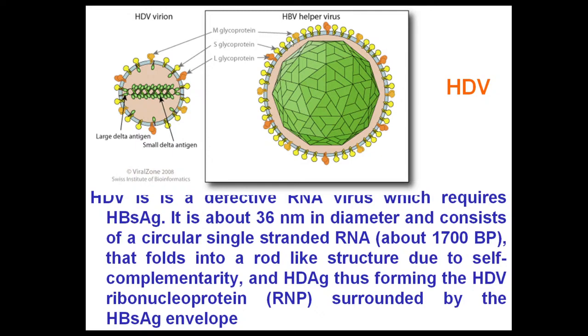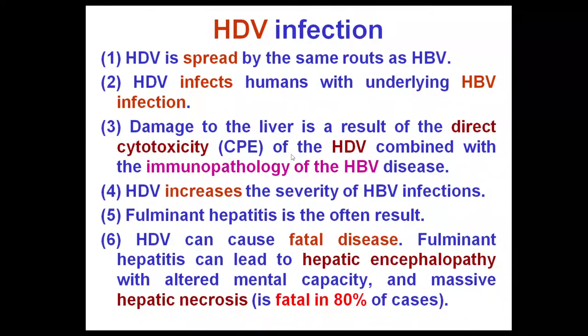That served as a donor of M glycoprotein, S glycoprotein, and L glycoprotein. See? From here to here. Like this and like this. Then it makes the envelope. This is a characteristic of the hepatitis D virus infection.